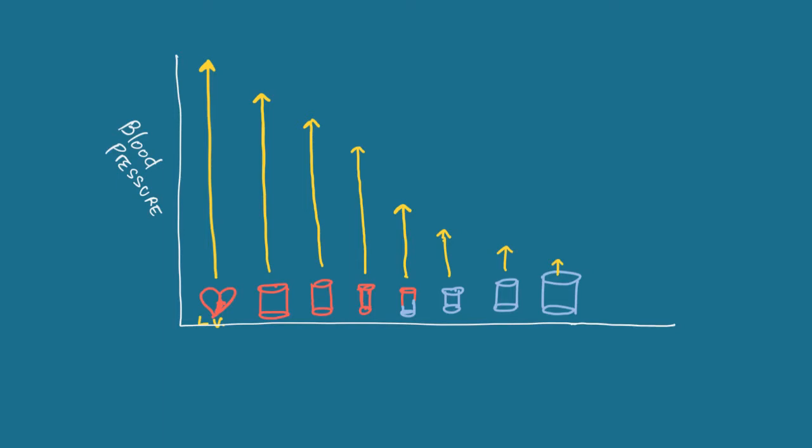Finally, we reach the right atrium because the vena cava open into the right atrium, and the blood pressure in the right atrium is the lowest in the entire body. Notice how the blood pressure decreases starting from the left ventricle all the way down to the right atrium. This way, the blood keeps flowing down the pressure gradients.